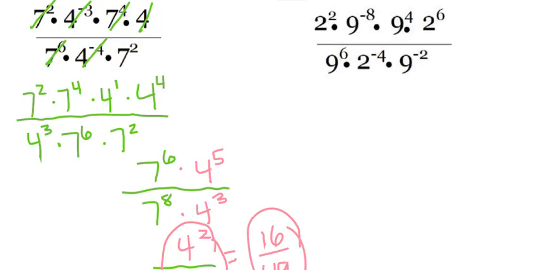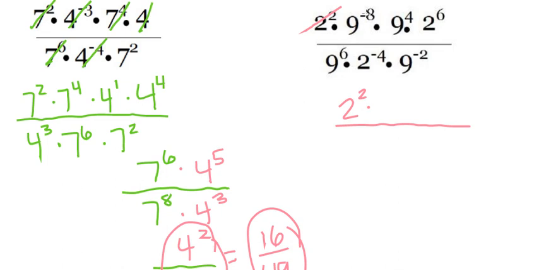All right, so here we go. This is our final problem, and then I'm going to show you one little thing, and then you're good to go for today. So again, in this one, we've got some negatives, so we have to start by rewriting the problem. So 2 squared is already positive, stays right where it is, 2 squared.